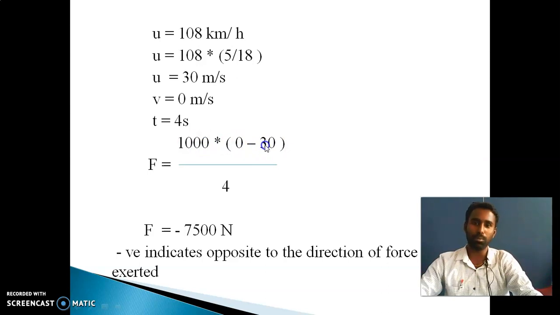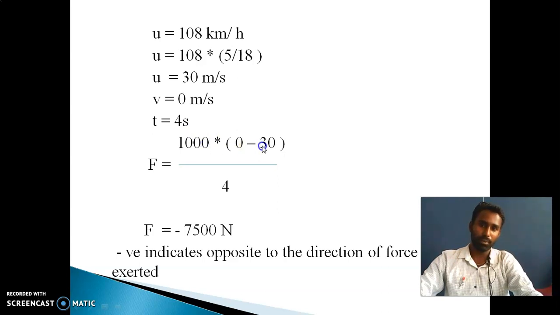So 1000 into minus 30, that means plus into minus, minus value will come. So here 1000 into 30, you have to multiply and then divide. Otherwise we can cancel it here. Okay, we can cancel: 1 4s are 4, and here 2 4s are 8, remaining 20. So 5 4s are 20 and 0, 250 will come now.